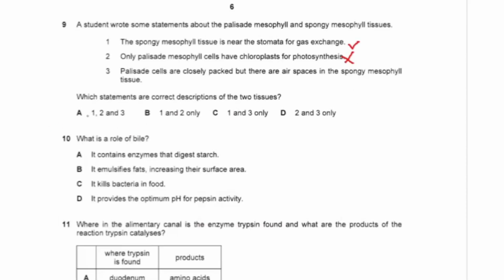Looking at that closely, you will see that the best answer to this question is option C, that says 1 and 3 only. Alright, moving on to question number 10.